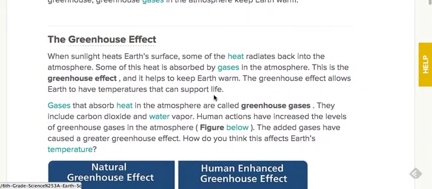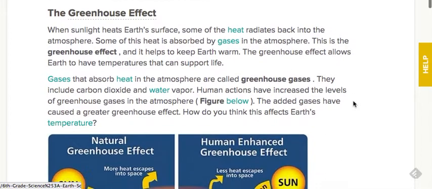The greenhouse effect. When sunlight heats Earth's surface, some of the heat radiates back into the atmosphere. Some of this heat is absorbed by gases in the atmosphere. This is the greenhouse effect, and it helps to keep the Earth warm. The greenhouse effect allows Earth to have temperatures that can support life.